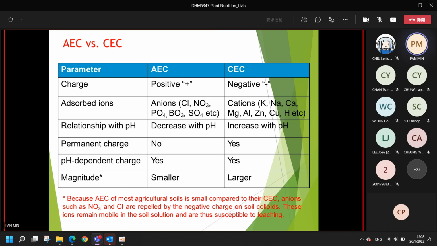Because the AEC of most agricultural soil is smaller compared to their CEC, anions such as nitrate or nitrite, as well as chloride, are repelled by the negative charge on the soil colloid. So these ions remain mobile in the soil solution and are easily leached out in the leachate, not easily retained in the soil.